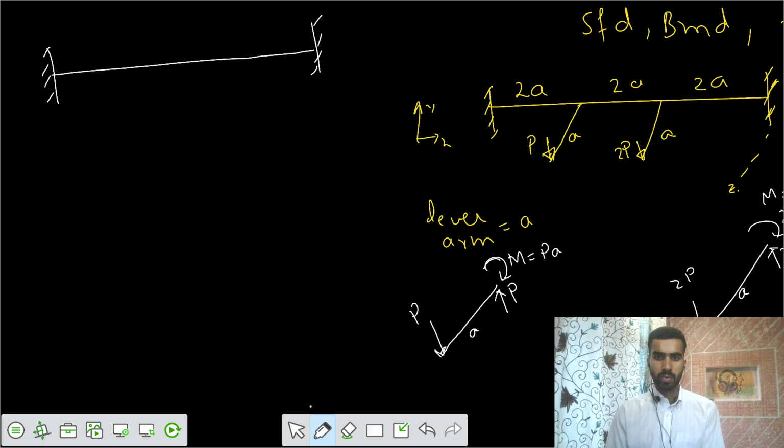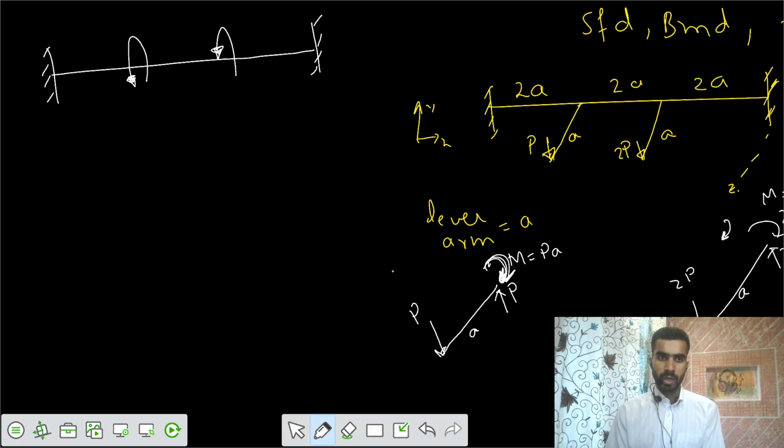So here the moment developed is clockwise, and in this one the moment developed would be anti-clockwise. Let's say this is an anti-clockwise moment. Similarly, here the moment was clockwise, and in the next one, similarly, it would be anti-clockwise.